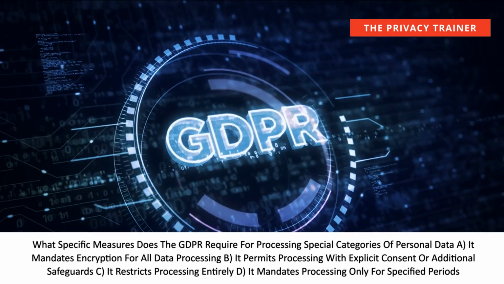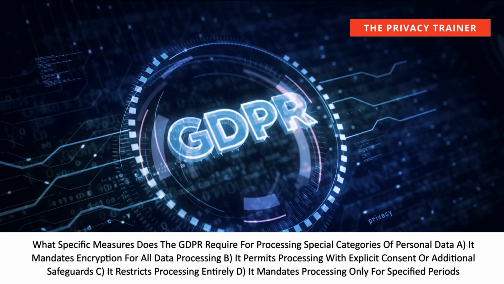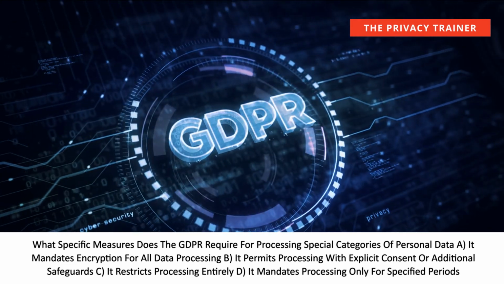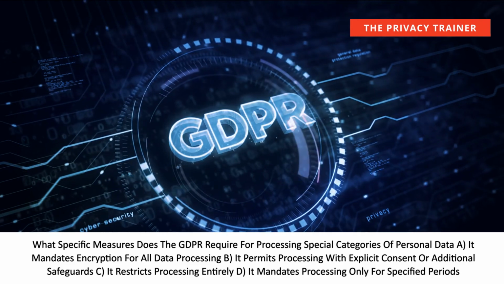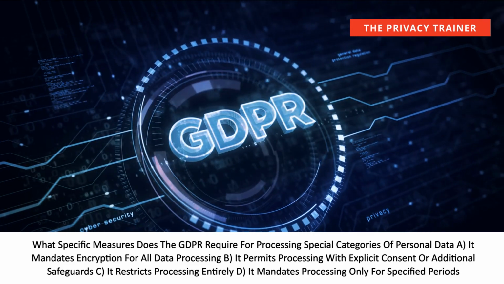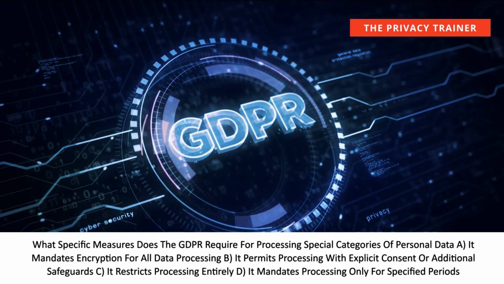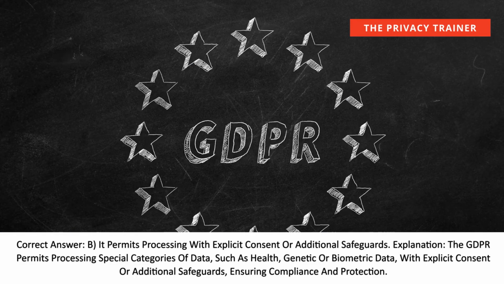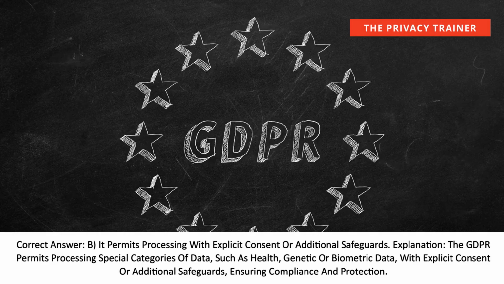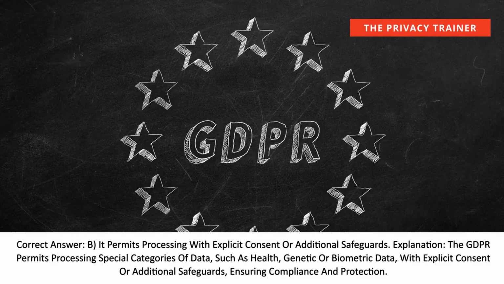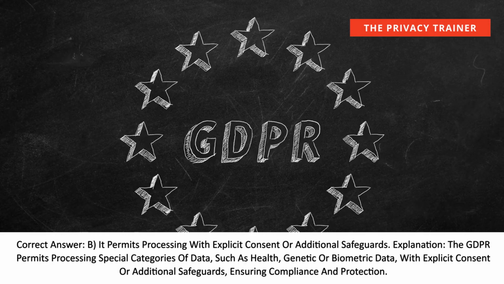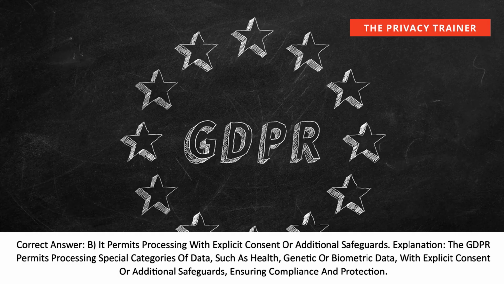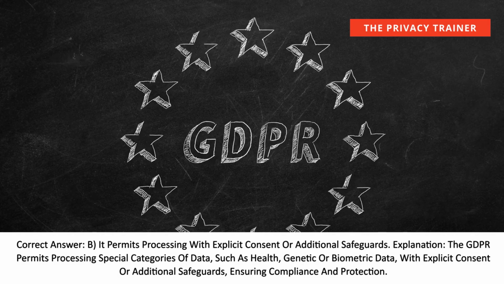A. It mandates encryption for all data processing. B. It permits processing with explicit consent or additional safeguards. C. It restricts processing entirely. D. It mandates processing only for specified periods. Correct answer: B. It permits processing with explicit consent or additional safeguards. Explanation: the GDPR permits processing special categories of data, such as health, genetic or biometric data, with explicit consent or additional safeguards, ensuring compliance and protection.